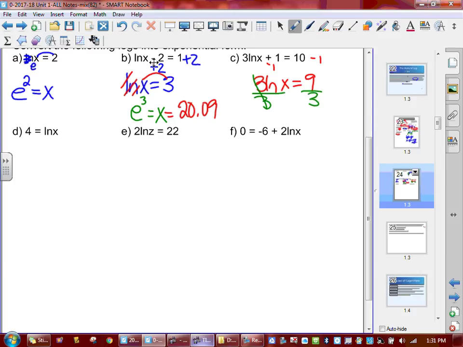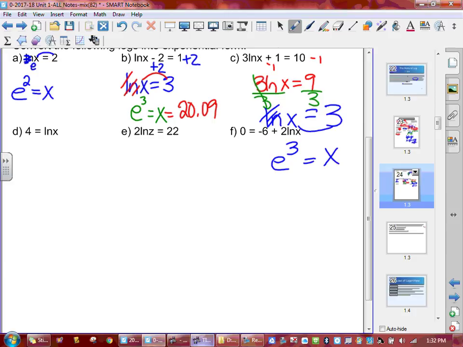So to get rid of that word ln, cross it off, and we put e, and we trade these guys places. E exponent 3 equals x. Same answer as B, 20.09. Didn't realize I had 2 the same. But oh well. I do have 3 the same, you're right. You did it right. Okay, letter D, E, and F. I want you to give a try on your own. I'll push pause now and play when you're ready.